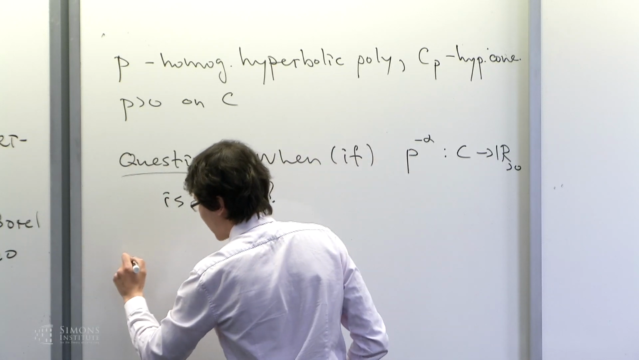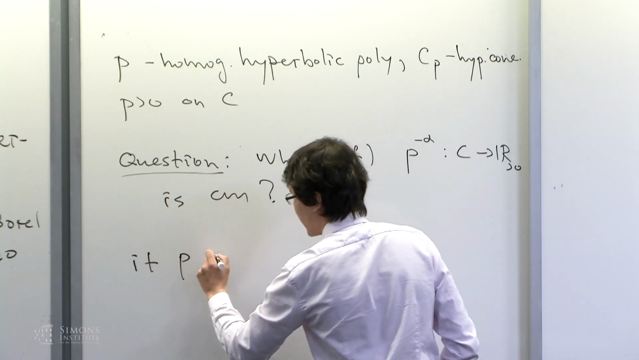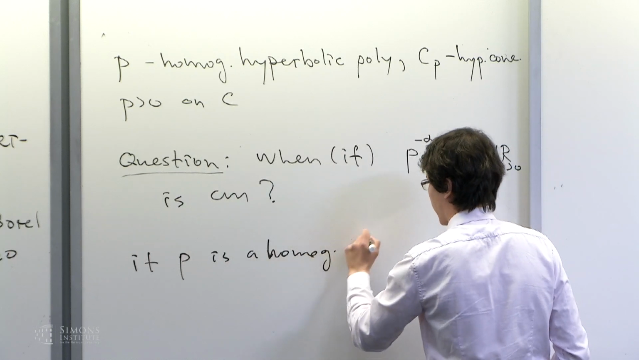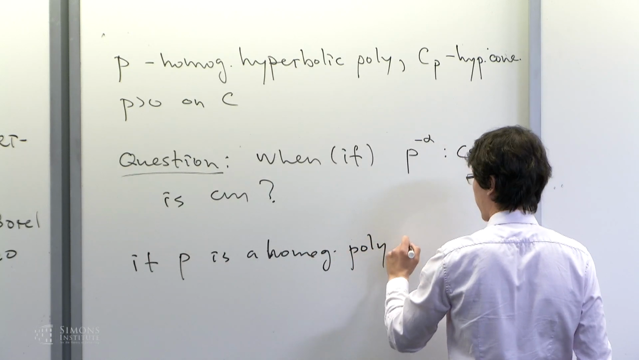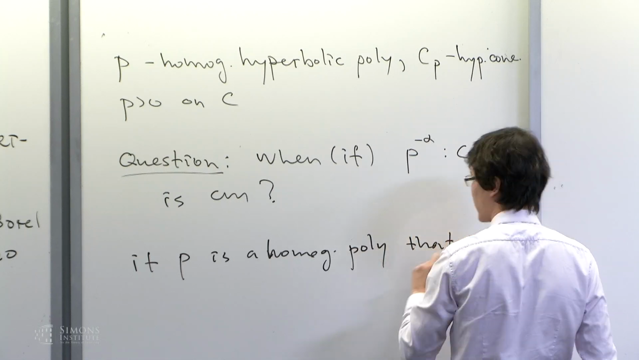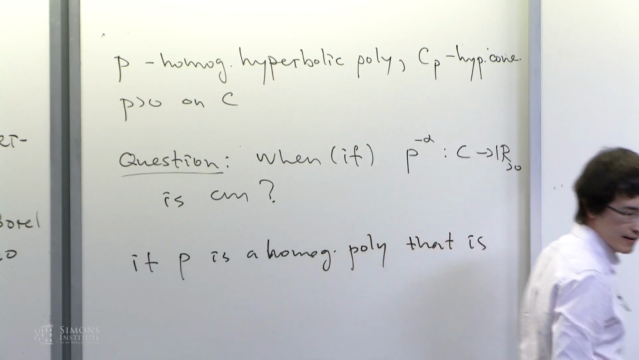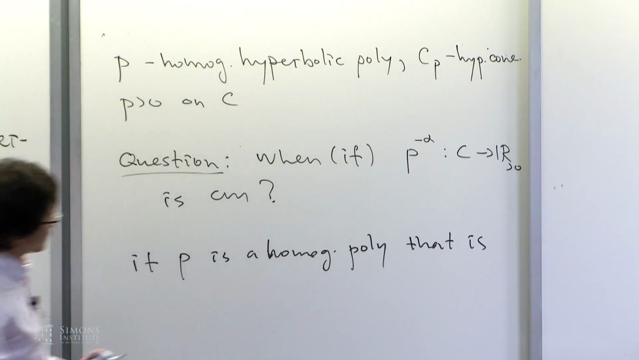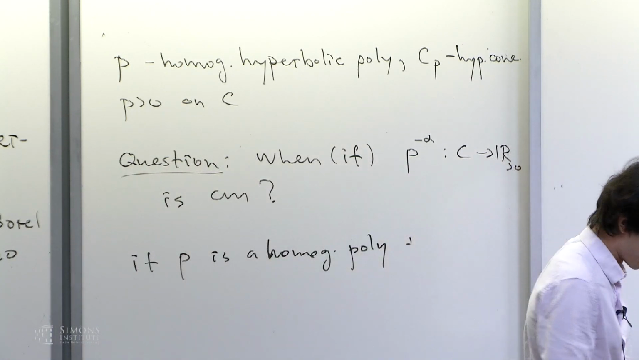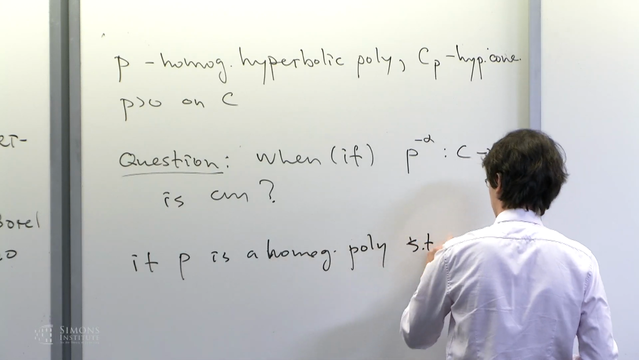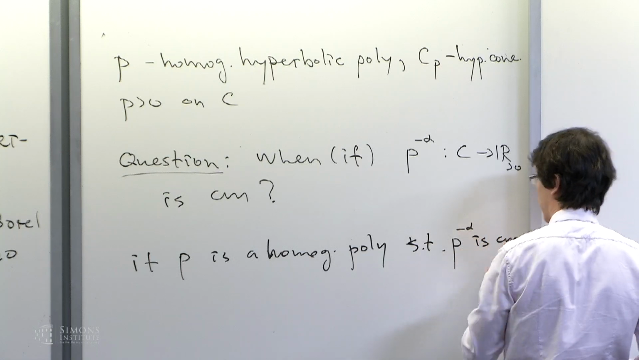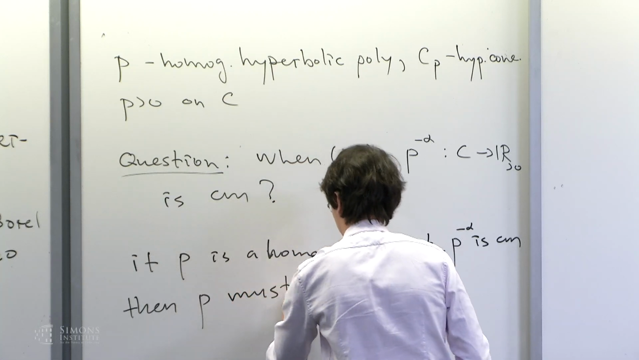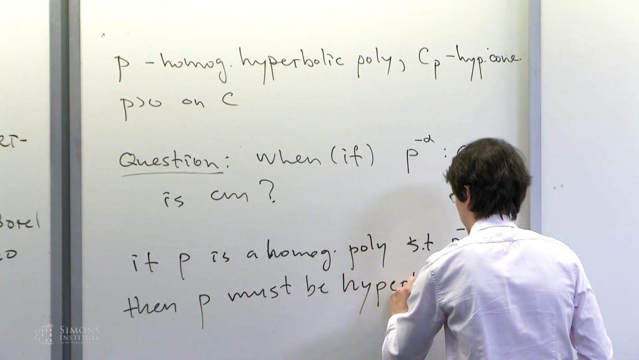Okay, so first of all, if P is not necessarily hyperbolic, it's just a homogeneous polynomial with real coefficients such that P to the power minus alpha is completely monotone, then P must be hyperbolic with respect to C.